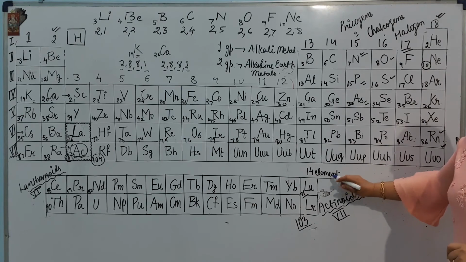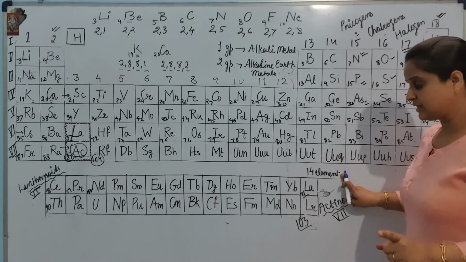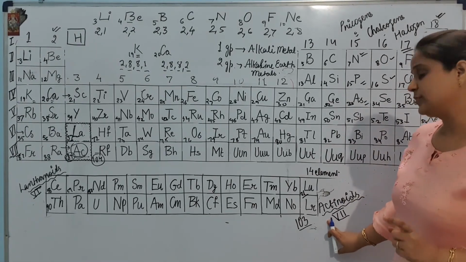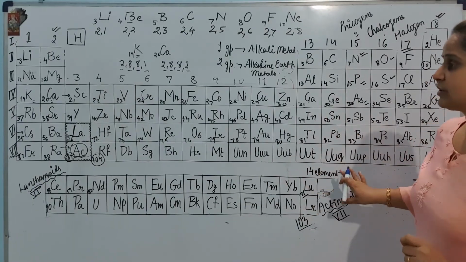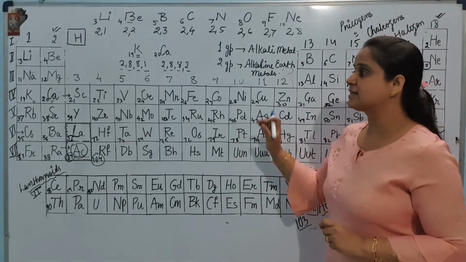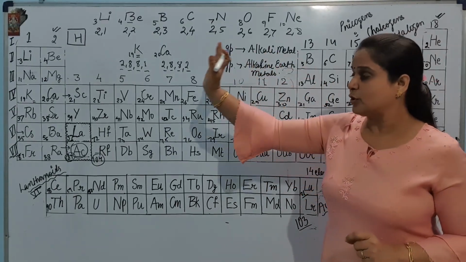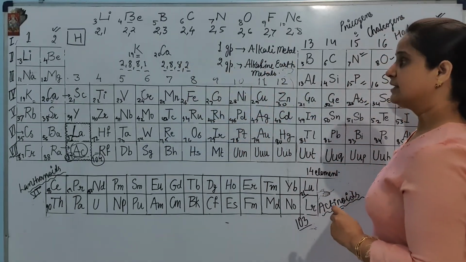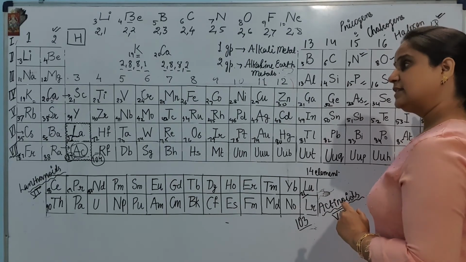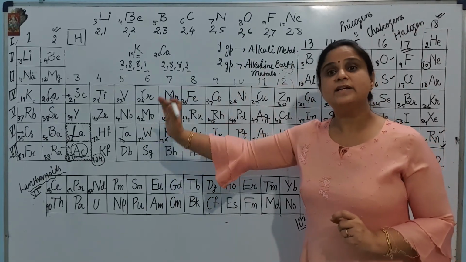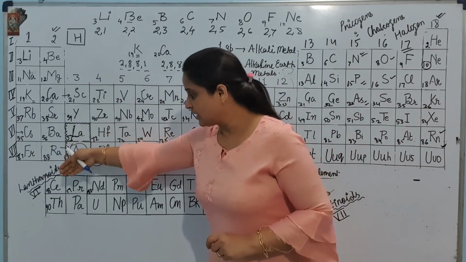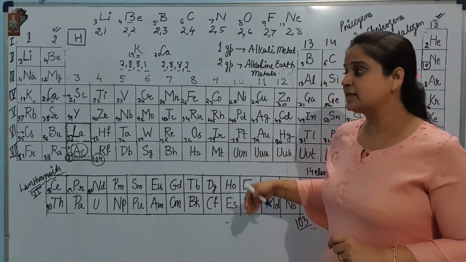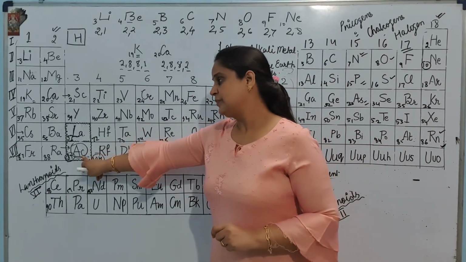So the first series, lanthanoids, belongs to the 6th period, and the second series, actinoids, belongs to the 7th period. I hope it is now clear to you that you have to continuously write down the atomic number from left to right till the period is completed, and then continue from the next period. But take care that you have to stop at lanthanum, then continue with the 14th element, and then stop up to actinium.